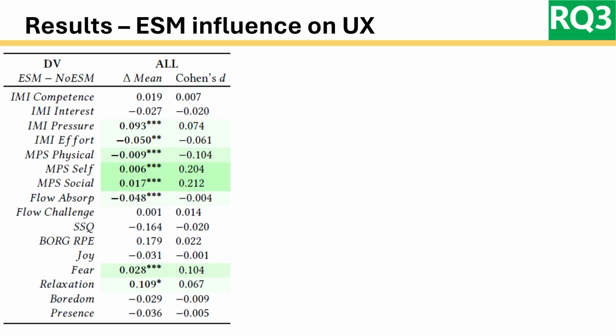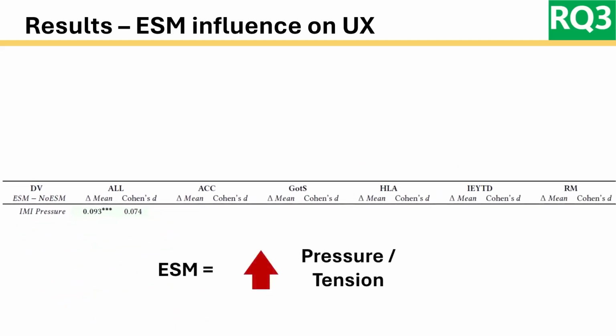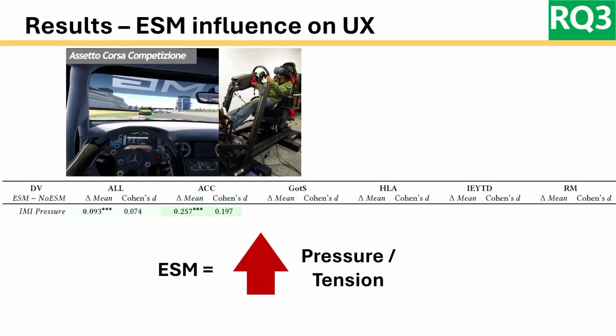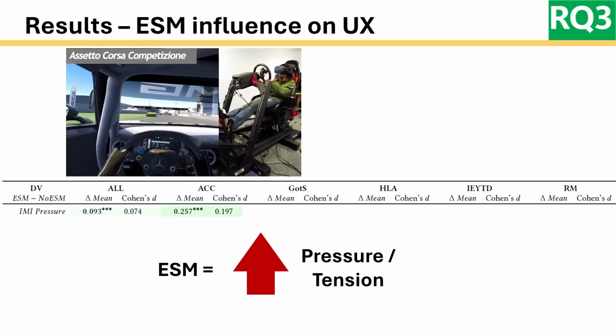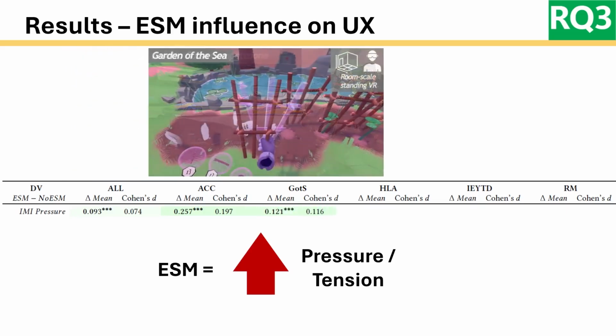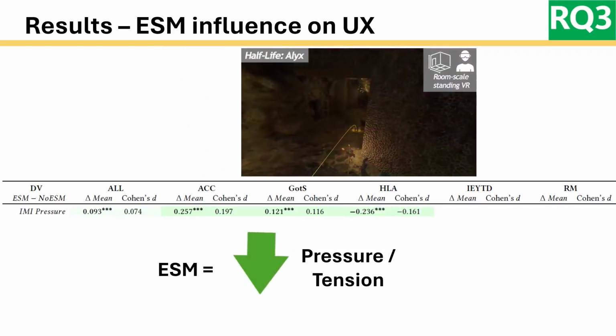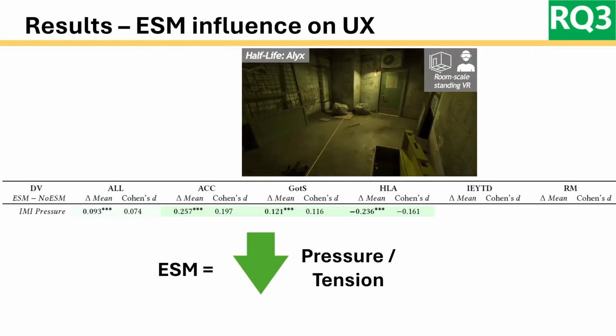So let's look at one measure in particular, and this is the experience pressure. Over all the games, using ESM results in a small amount of added pressure. And this was the same story for Assetto Corsa, where we see a larger effect in the same direction. The story was the same for Gone in the Sea. But then strangely for Half-Life Alyx, an intense action horror shooter, the pressure actually goes down.